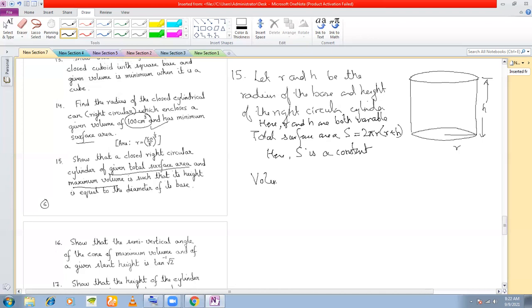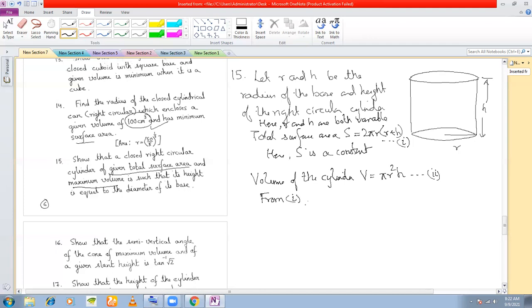Volume of the cylinder. Let us call this 1: S is equal to 2 pi r into r plus h. Volume of the cylinder is pi r square h. Let us call this 2. Now pi r square h contains 2 variables here. So therefore we bring it down to a single variable. How do we bring it down? With the help of 1, we shall bring it down to a single variable.